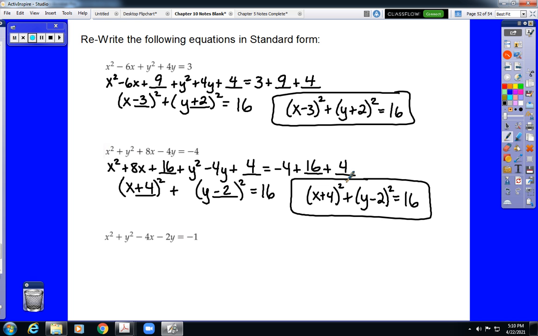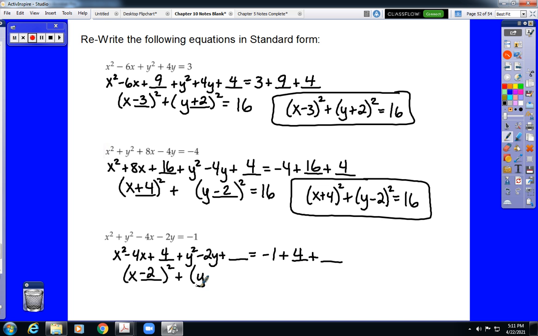And then finally, x squared minus 4x plus something plus y squared minus 2y plus something equals negative 1 with 2 blanks. x divided by 2 is negative 2. Square that is positive 4. Copy it into the first blank.